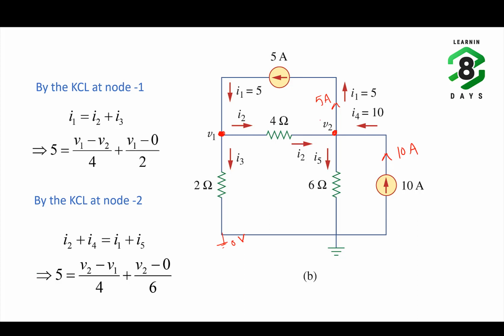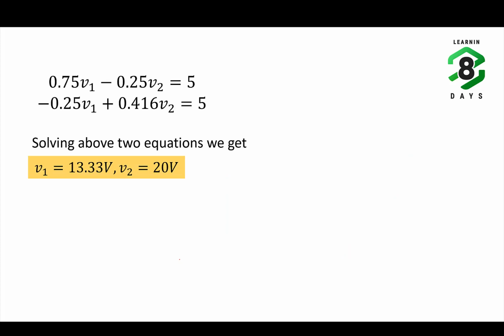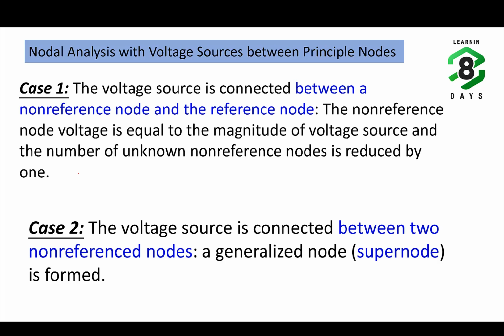So 5 is equal to the current flowing in this branch from V2 to V1, which we can write as (V2 minus V1) divided by 4, plus the other current flowing in the 6 ohm resistor branch, given by (V2 minus 0) divided by 6. So you will get two nodal equations. If you simplify these equations and solve them, you will get the two unknown nodal voltages as V1 equals 13.33 volts and V2 equals 20 volts. Next we will see one more different case.